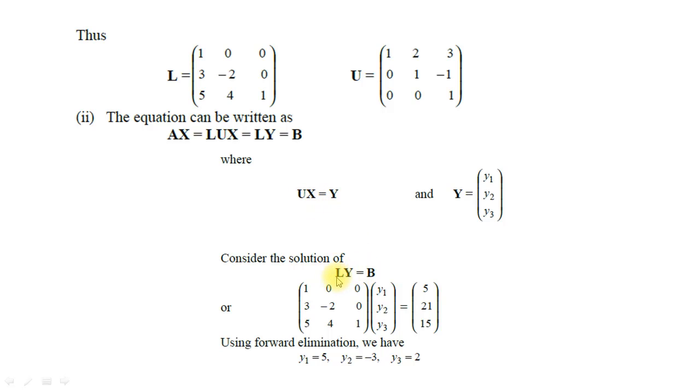And dear students, note that when we use the relation LY is equal to B for Y, you can use forward substitution, and when we choose the relation UX is equal to Y at the end for the X matrix, we can use the backward substitution method. Easily you can find the unknown matrix X.